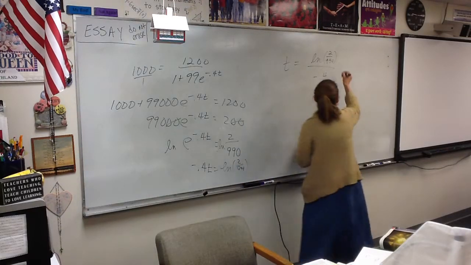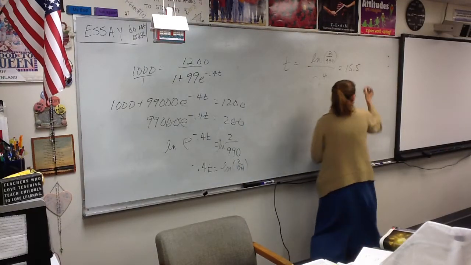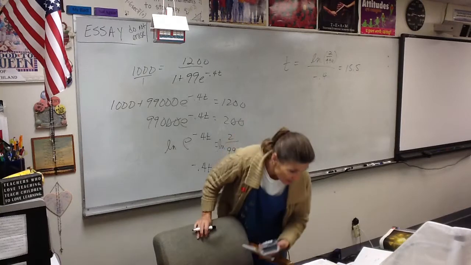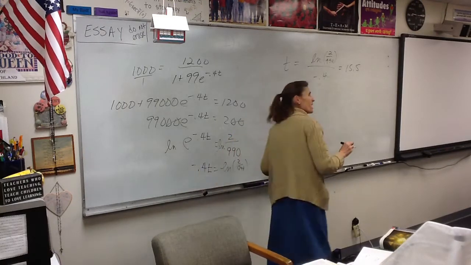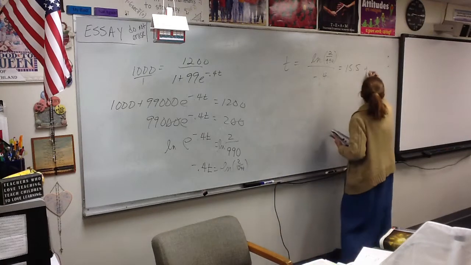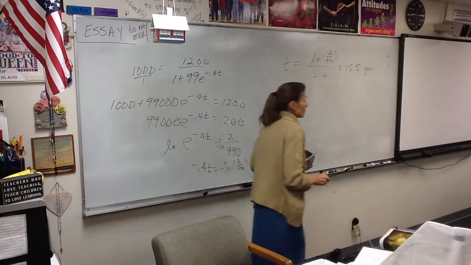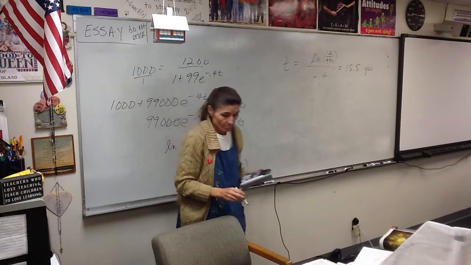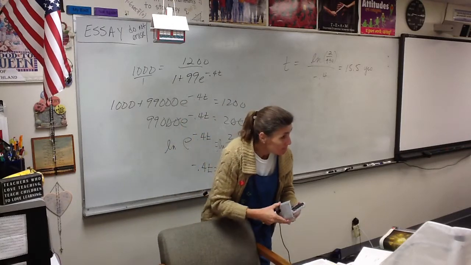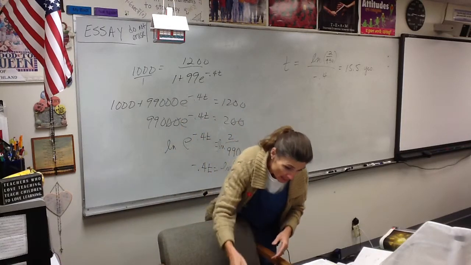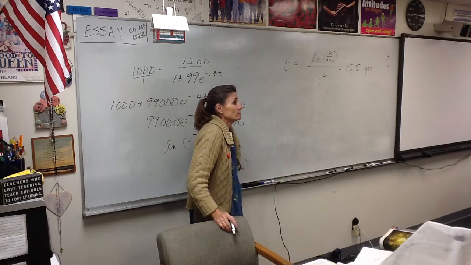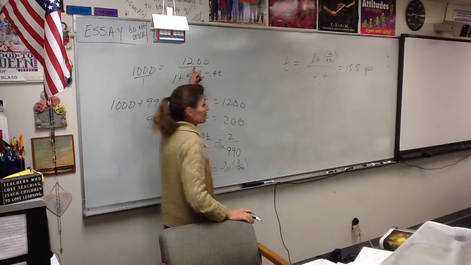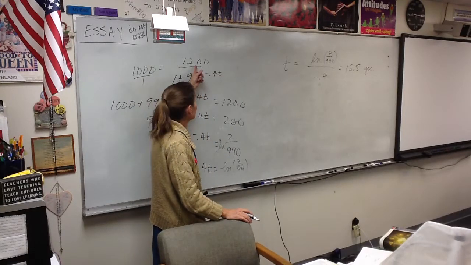Did you get about 15.5? And was that days or weeks or what? Years. That's years. Oh, yeah, I guess years would make sense. Everybody good with that? And then what is the maximum number of deer planned for the park? 1,200. 1,200, your limit to growth, 1,200.